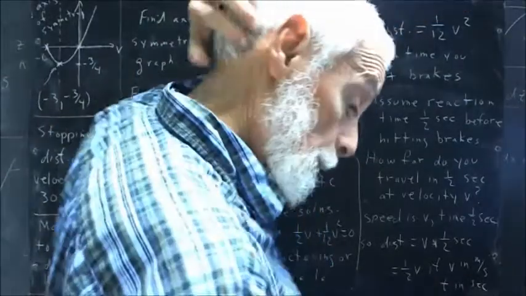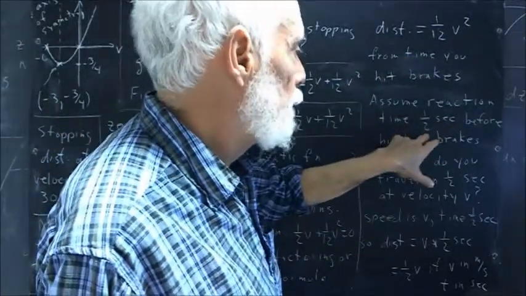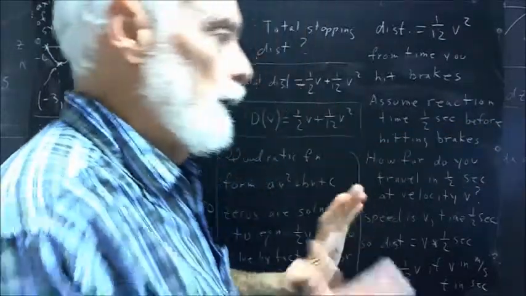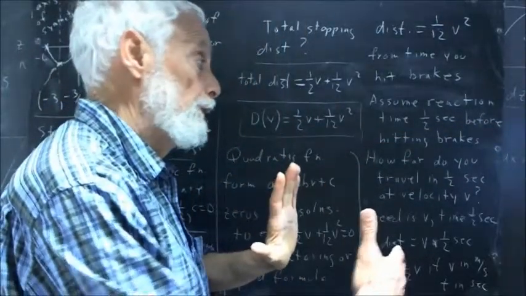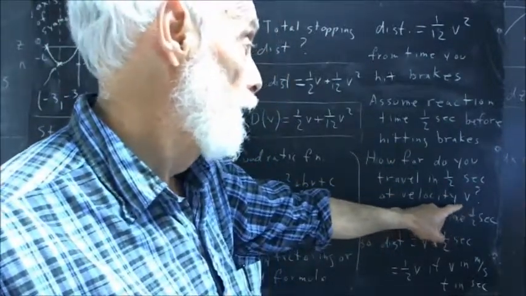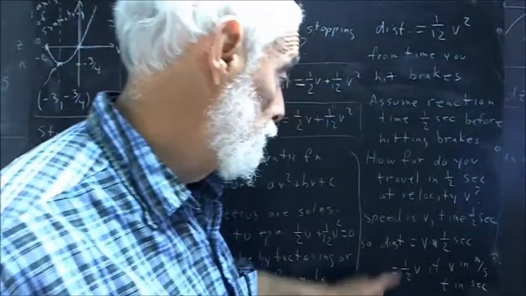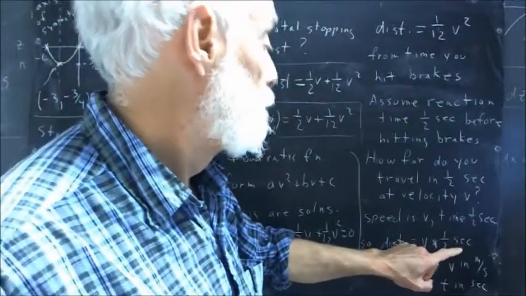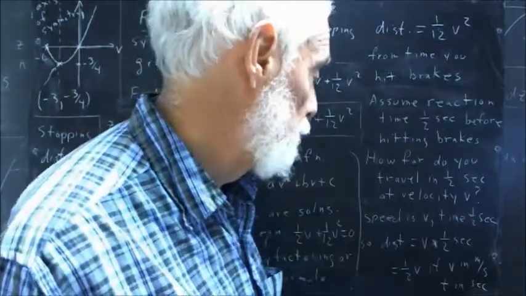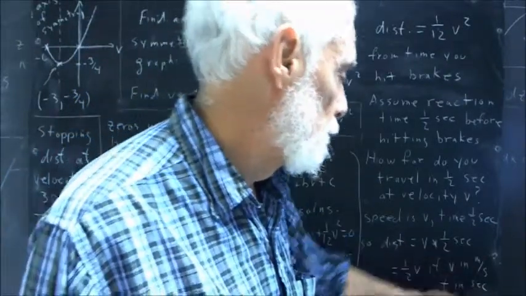Continuing our analysis, we have our distance is 1/12 v squared, obtained as we saw, and that's from the time you hit the brakes. Now, if we assume a reaction time of 1/2 second before you hit the brakes, you're going to still travel at velocity v for 1/2 second. How far do you travel in 1/2 second at velocity v? Worth stopping and thinking about that before you look at the answer, but the speed is v, the time is 1/2 second, so the distance in meters is v times 1/2 second, and we're going to represent that as 1/2 v, assuming that v is in meters per second, t is in seconds.